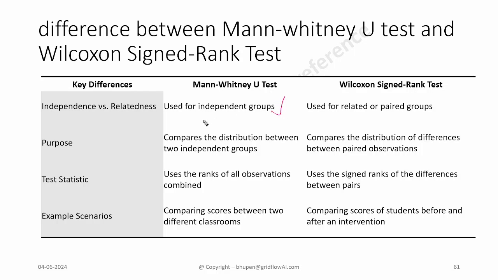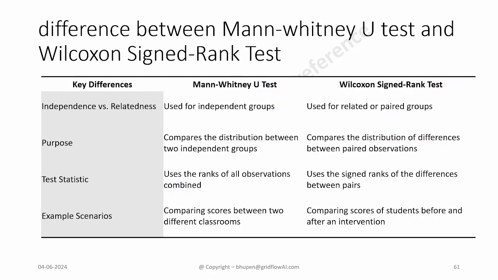So, the difference between the Mann-Whitney U test and the Wilcoxon signed rank test. Mann-Whitney is used for independent groups, an independent sample set, not paired. Here we are using paired samples, where we have two samples and the values are related to a common entity, a patient or a student or a machine. The purpose here is to compare the distribution of differences. The test statistic in Mann-Whitney is based on the rank of all the observations combined; here it is the signed rank of the differences. I hope this is now clear.